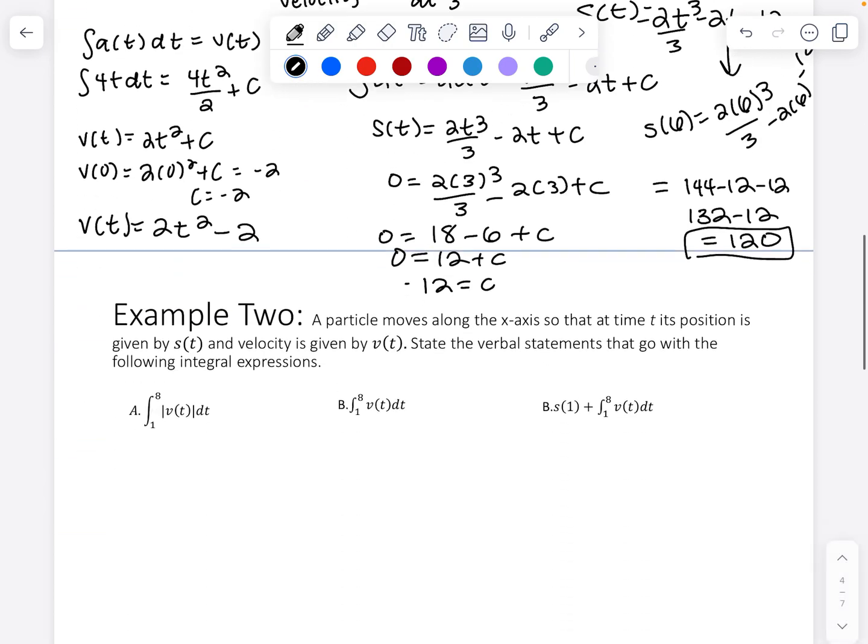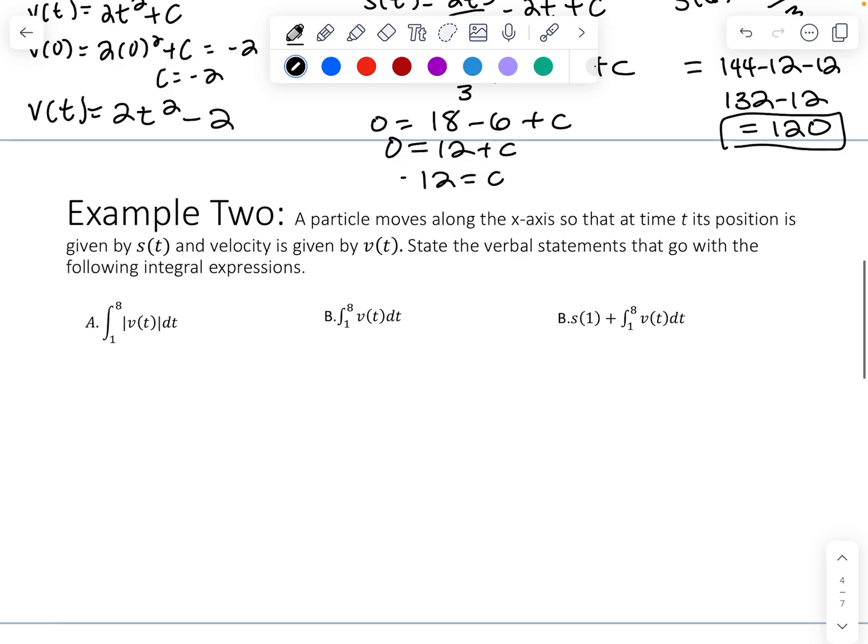Okay, next problem. This is going to be more of just verbal representation. This one says a particle moves along the x-axis. At the time t, its position is given by s of t and the velocity is given by v of t. State the verbal statements that go with the following integral expressions. So I have 3 expressions.